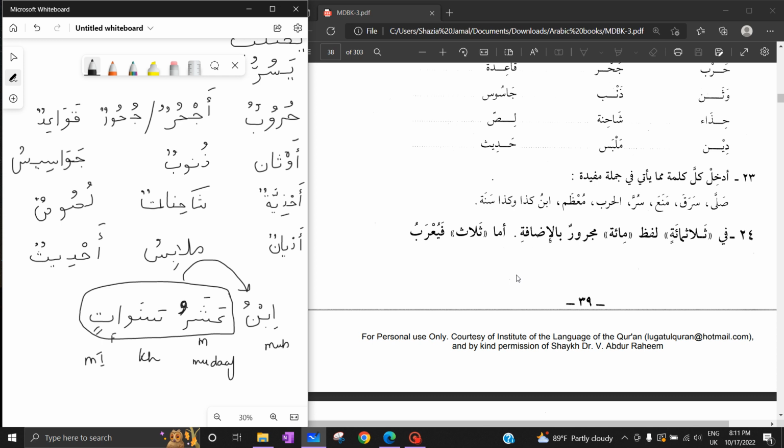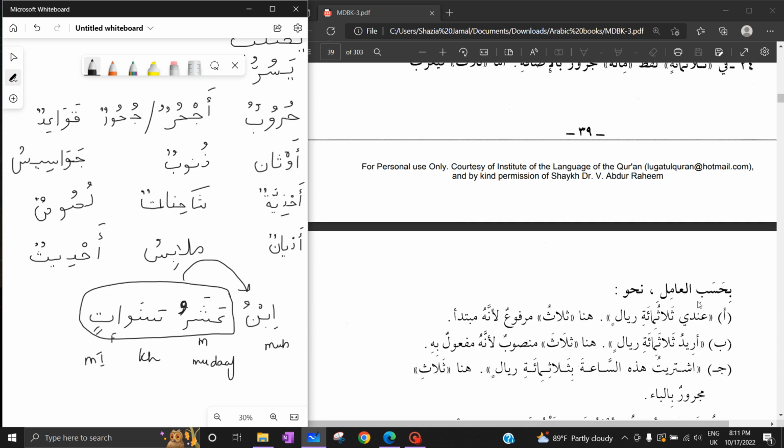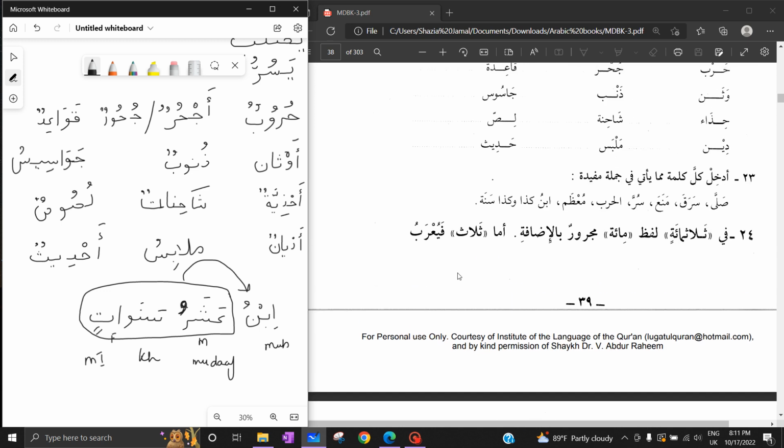When you say 200, 300, 400, 500, you will use the structure of idafa. So mi'a will always be majroor, and salasa, the number, will be mudaf. Amma salasa fa yu'rab bi hasabil amil, which means according to the position in the sentence. Likewise ashara can change the haraka because it was in khabar position. That's why the ra had a dhamma. It can change the haraka, but sanawatin cannot because it is in mudaf ilahi position.